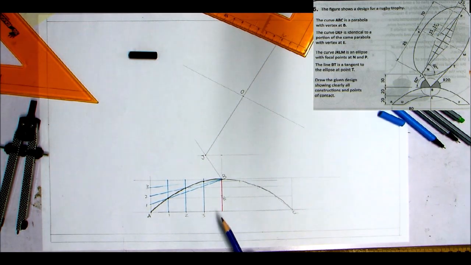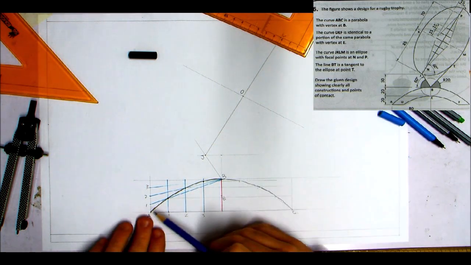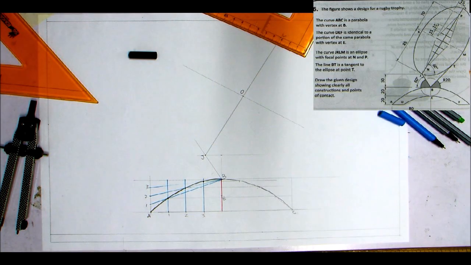Okay, now the second parabola DEF is a portion of this. Now we know that this parabola ABC is 40 millimeters tall. Okay, and we know that the base is 160 millimeters wide. With the second parabola, DEF, we know that it's 20 millimeters tall, but we don't know how wide the base is.